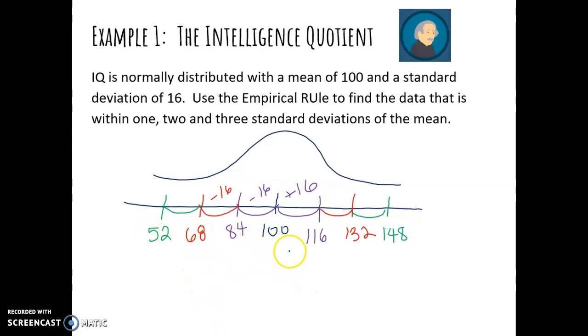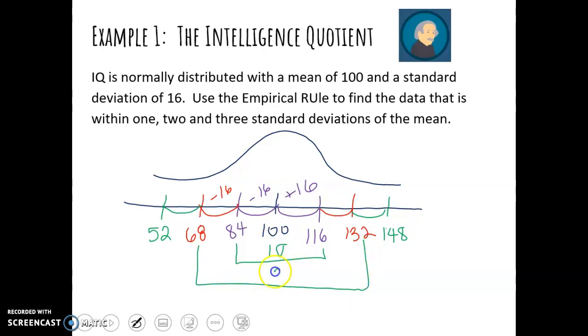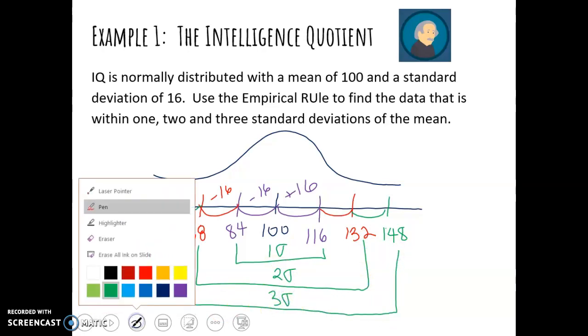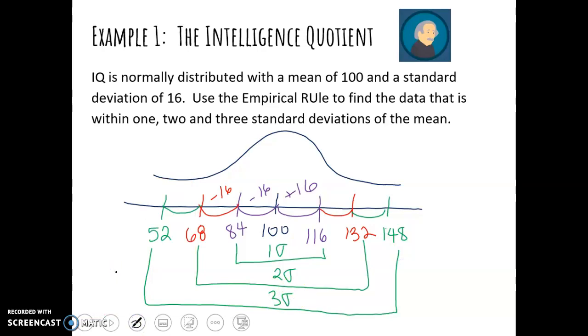So we have just used the empirical rule to find the data that is within 1, 2, and 3 standard deviations of the mean. So these two are within 1 standard deviation of the mean. These two are within 2 standard deviations of the mean. And these two are within 3 standard deviations of the mean. And if we want to get even more in depth, we can say that this is 68% of the data. Approximately 68% of the data falls between 84 and 116, which is within 1 standard deviation of the mean.